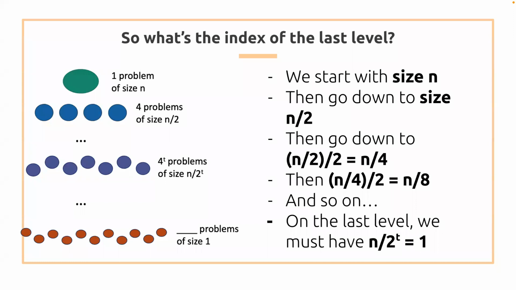Does that make sense? Is anyone following along, falling asleep, maybe? Does anybody have any questions on these two pieces of argument? So one is that the number of problems at a certain level is 4 to the t. The second argument I'm making is that the number of levels in the tree must satisfy this relationship, where n divided by 2 to the t is 1, because I know that on the last level, the size of the problems is 1.